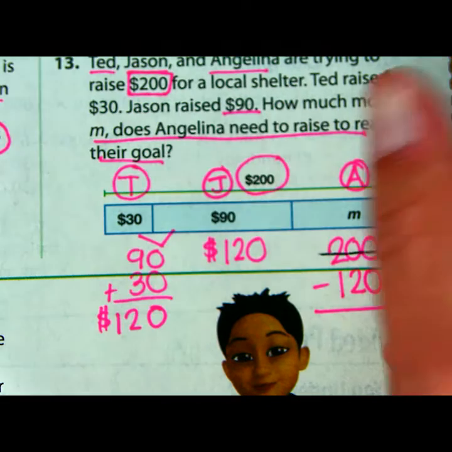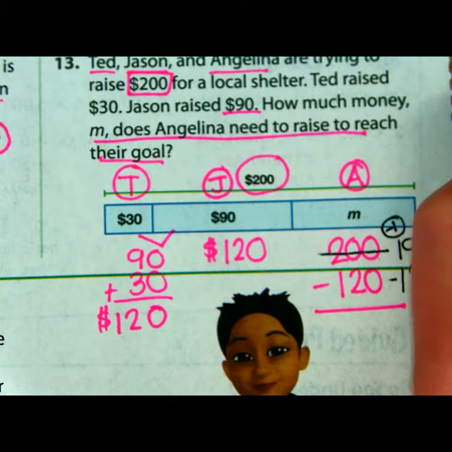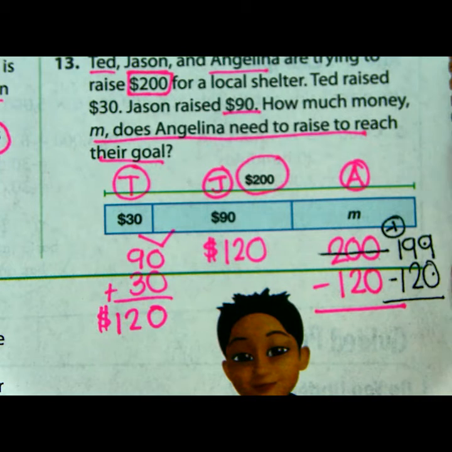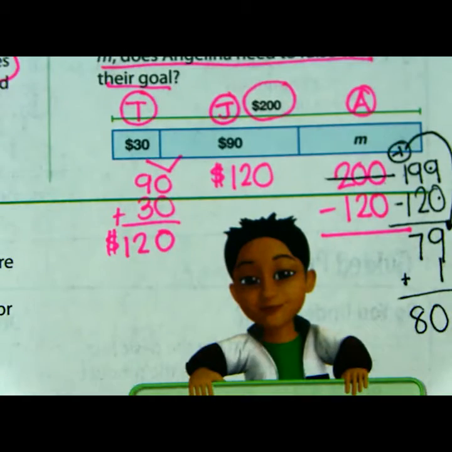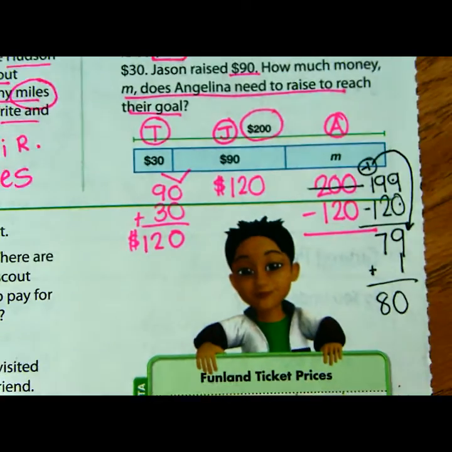Then we're going to subtract the 120. 9 minus 0 is 9. 9 minus 2 is 7. 1 take away 1 is 0. But then we have to add this back on. So 79 plus the one we took away is 80. Angelina, you have to raise $80.